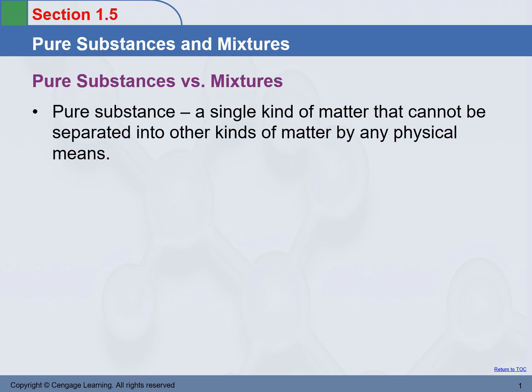In a simpler way, a pure substance is one thing. There's only one thing in the sample. Then that sample is a pure substance. Examples here are copper, water, carbon dioxide.